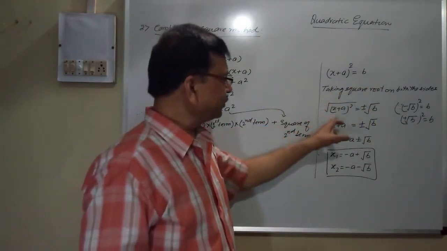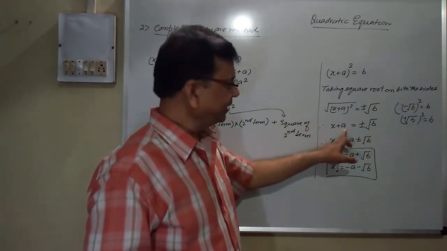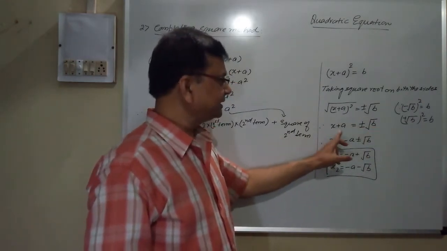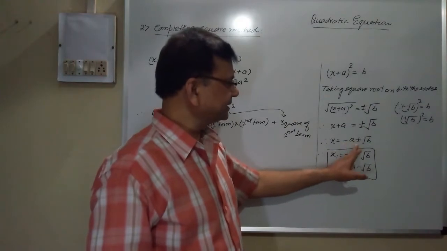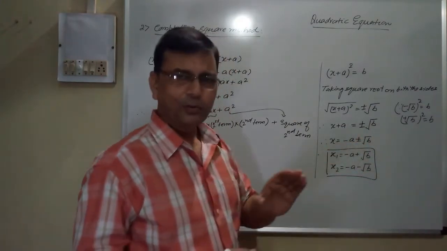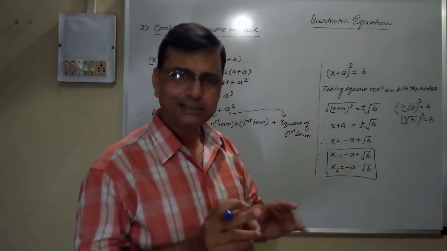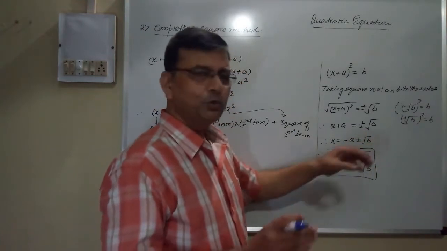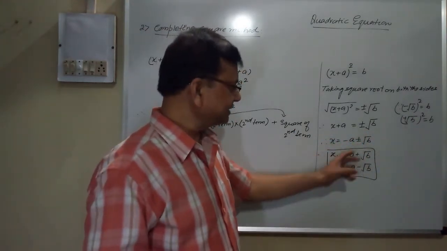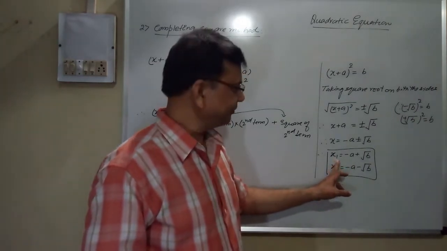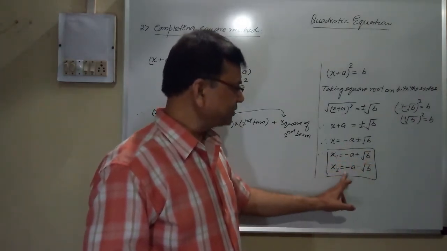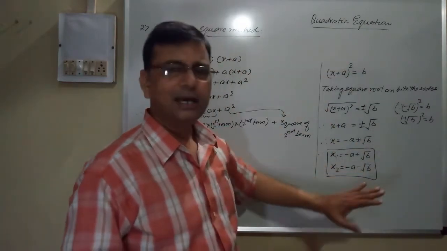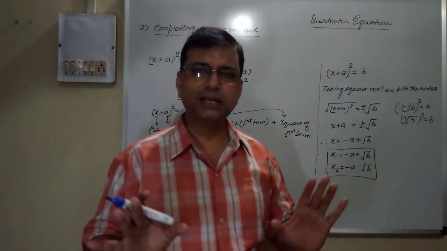Means the square root of this is equal to x plus a, simply x plus a is equal to plus minus under root b. Therefore x is equal to, this a will be taken to the right hand side, we will get minus a plus minus under root b. Plus minus means once we take plus, we get one value of x, then we take minus and get another value of x. So with plus, x1 is minus a plus under root b, and x2 is minus a minus under root b. Means in this equation we are getting two values of x, and these are called the roots of the equation. Right?